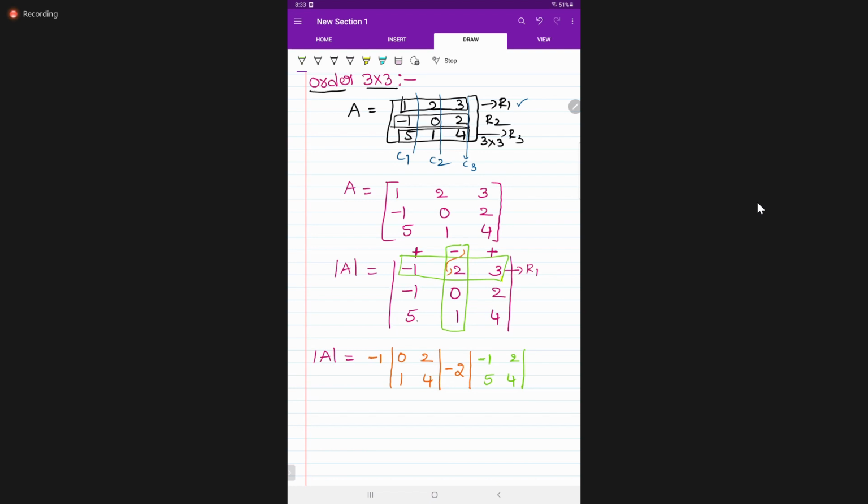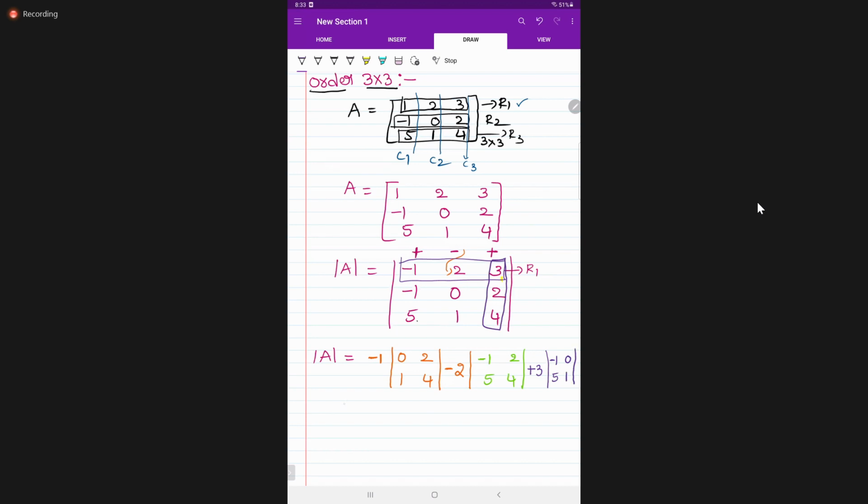Next, what is the next element? Plus 3. Now delete that row, delete that column, then I will get a 2 by 2 determinant. Tell me what I write here. Minus 1, 0, 5, 1.